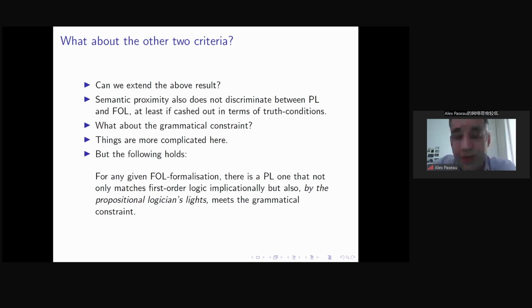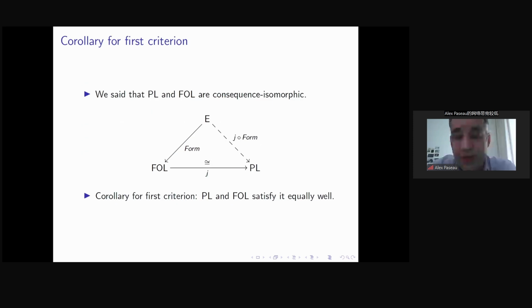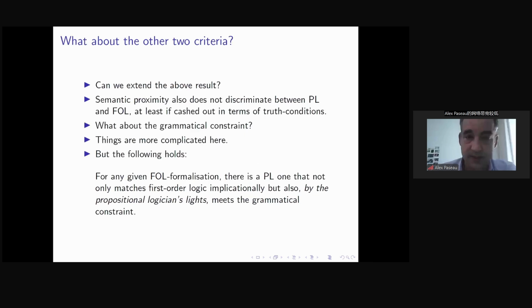Because whatever sets of possible worlds you map first order logic sentences to, you can do exactly the same for the equivalent propositional logic sentence, and you will do it in such a way that you will obey the same constraints. For example, if in propositional logic phi entails psi, then the image of these under the isomorphism J will also, J of phi will also entail J of psi. That's to say, if phi is a narrower set of possible worlds than psi is, J of phi will be a narrower set of possible worlds than J of psi is. So you're not going to be able to distinguish in these extensional terms between first order logic and propositional logic. There might be other ways of understanding the semantic proximity constraint, but the consequence isomorphism seems to have a strong bearing on one very natural way of understanding it.